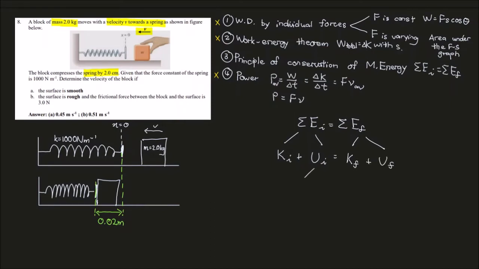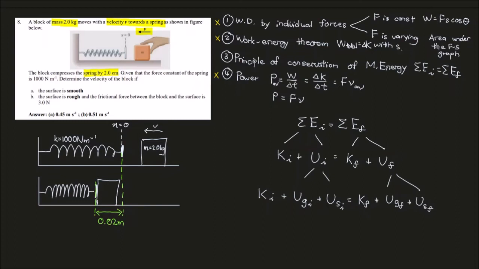Then we know that for potential energy, there are many types of potential energy, but the cases that we learned in chapter 5 are gravitational potential energy, where G stands for gravity, and elastic potential energy, where S stands for spring. So we have Kf plus UGf plus USf.